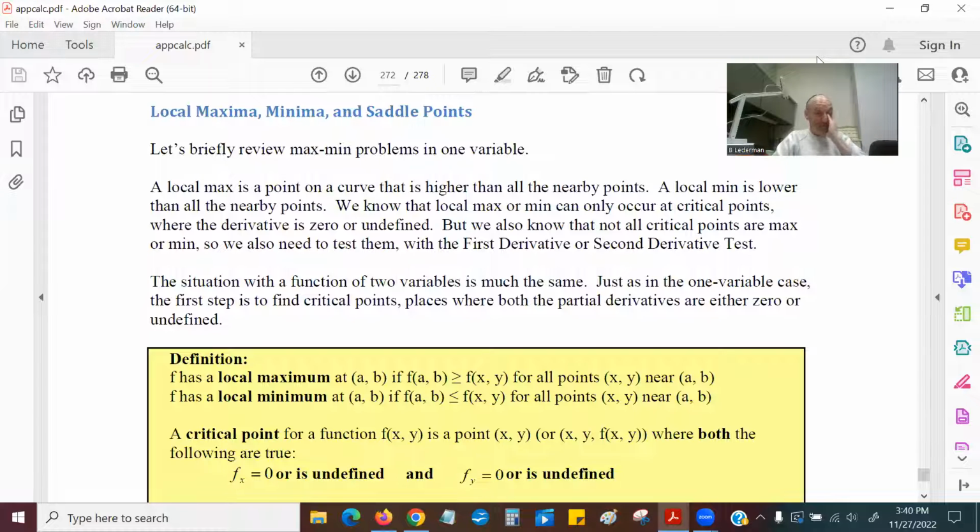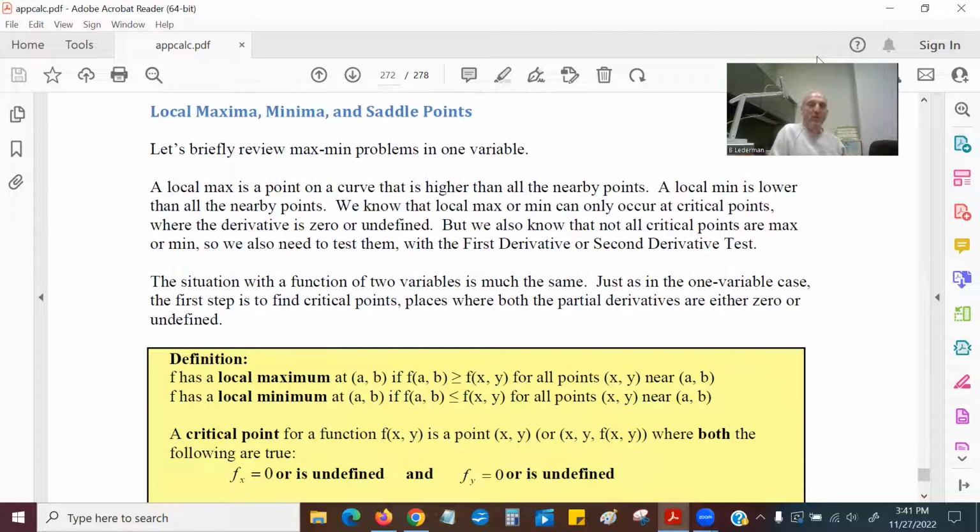As you remember, a local max means the greatest value in that local area. A local min is the lowest value. We know that in regular calculus of one variable, local max and local min only happen at critical points, where the derivative is either zero or undefined. We also know that not all critical points are maxes and mins, and we need to test them.